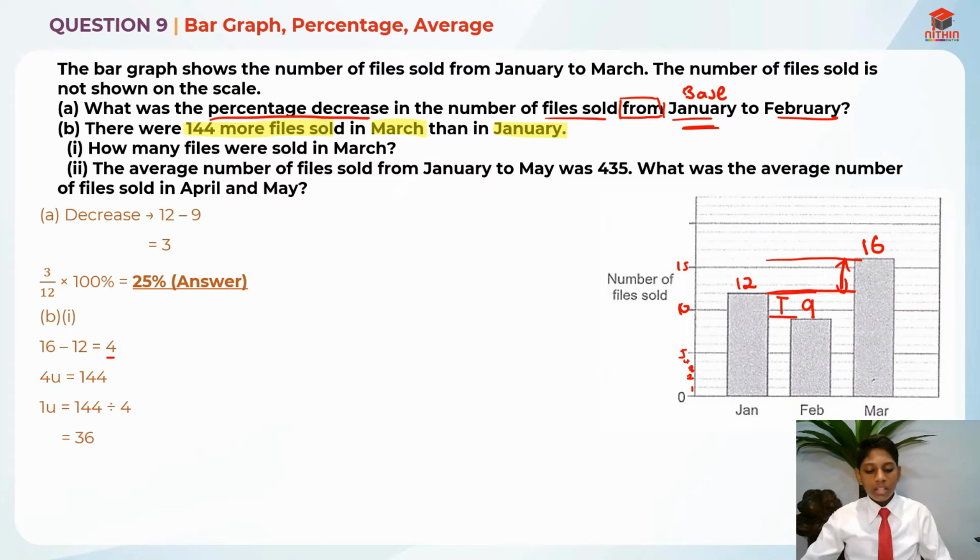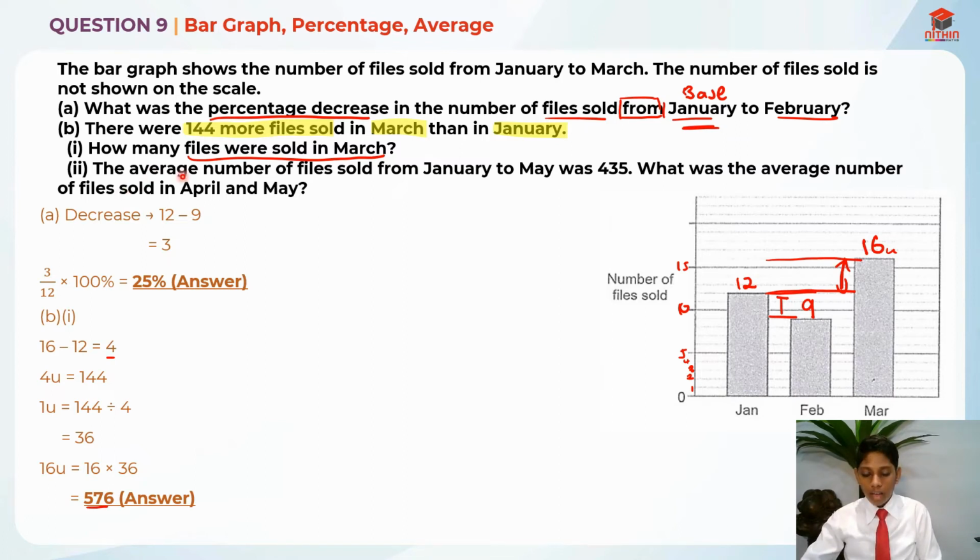And they're asking us to find, for part B(i), how many files were sold in March. So March is 16 units, right? So let's find 16 units. So 16 units is 16 times 36, because 1 unit is 36, and it will give us an answer of 576. So that's for part B(i).